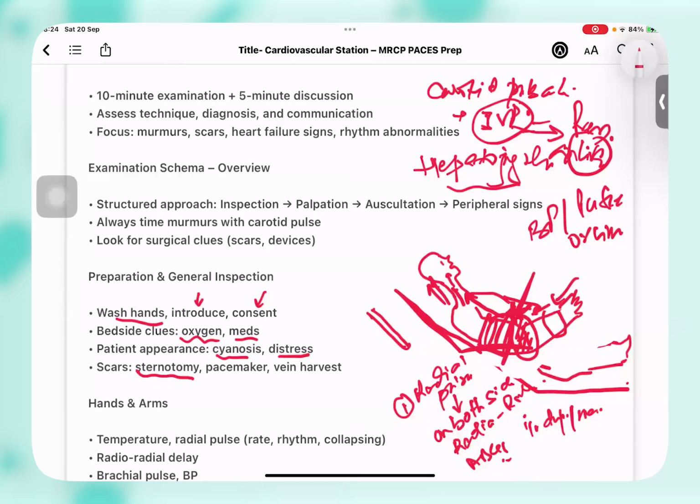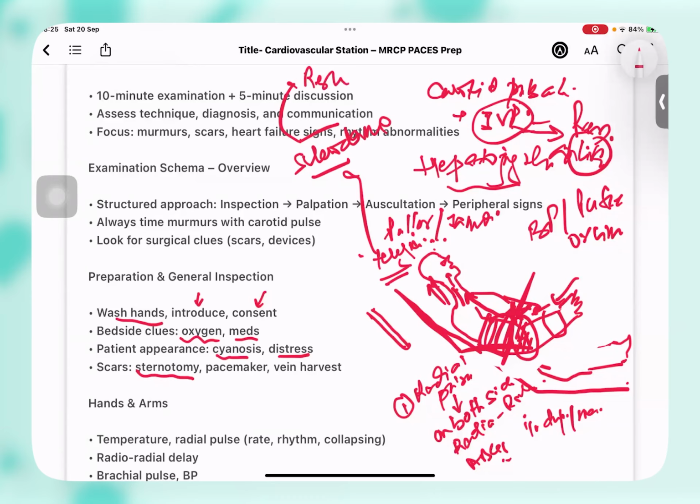So in the lips and in the eyes, you look for any pallor, you look for any jaundice, you look for any telangiectasia on the face. In which condition do you see telangiectasia on the face? Scleroderma. Okay. These patients can also be there in the cardiovascular station because of resistant hypertension, because scleroderma can produce hypertension. Okay. So, and you see the oral cavity for central cyanosis.